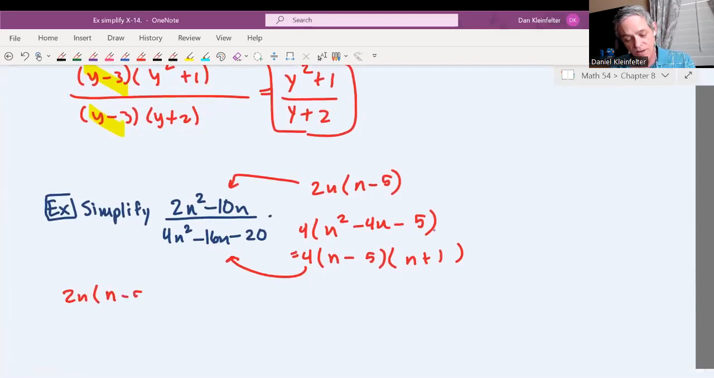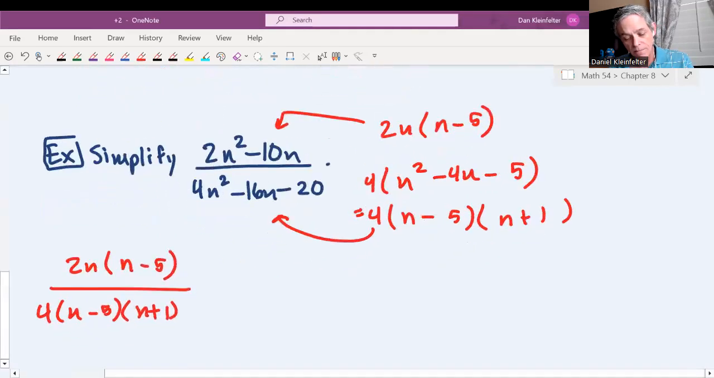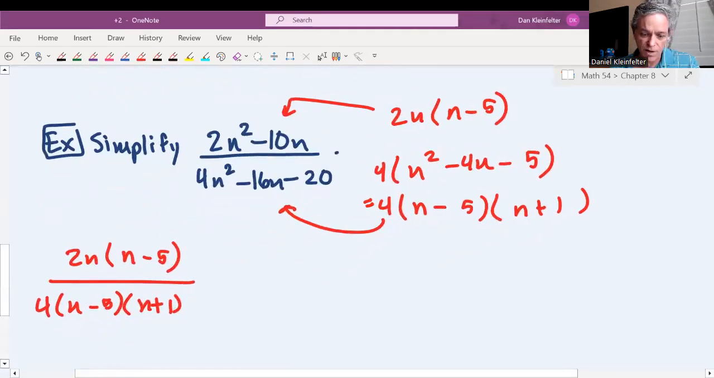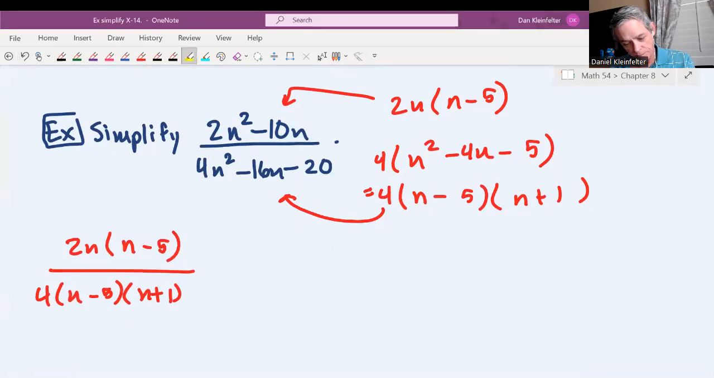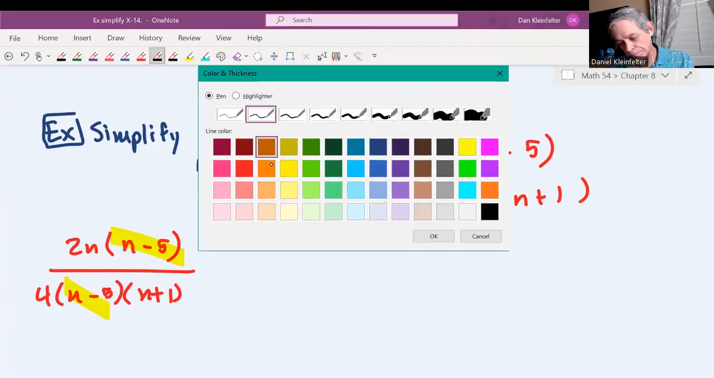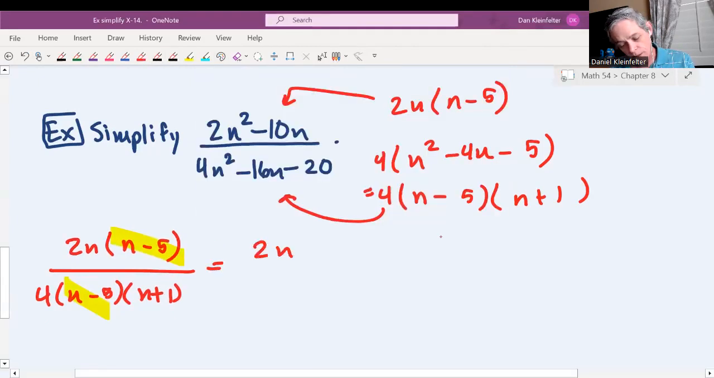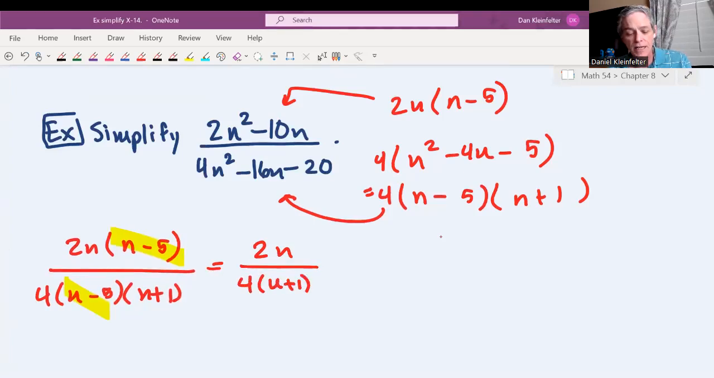Okay, so putting together the pieces that we factored, we'll have 2n, n minus 5 in the top. Down below, we'll have 4, n minus 5, n plus 1. Okay, make sure that you understand the factoring before you go any further. So now the two factors of n minus 5 can be divided out. So if we do that, what's left is going to be 2n in the numerator, and then 4 times n plus 1 in the denominator.